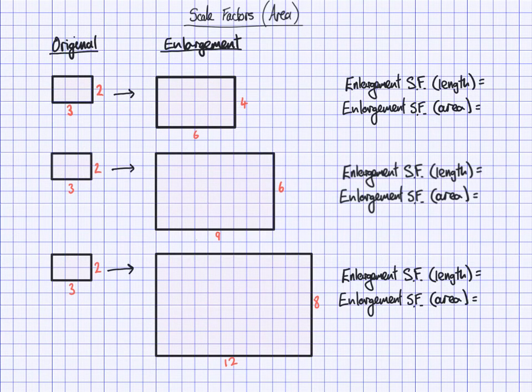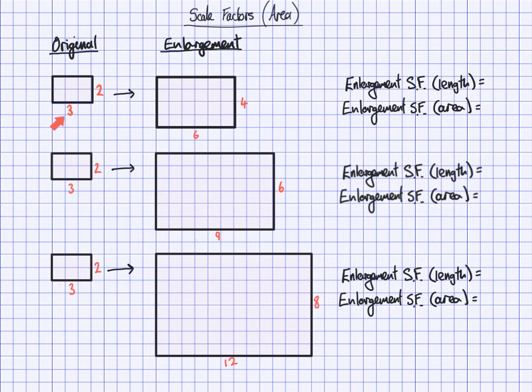We've already looked at scale factor of enlargement and reduction for lengths, and now we'll have a look at area and how the area scale factor differs from our length scale factor. So what I've got here is down one side an original rectangle, which I've done three different things to. So I've enlarged it by a scale factor each time, and we're going to have a look at what the enlargement scale factor for length and area is for each one.